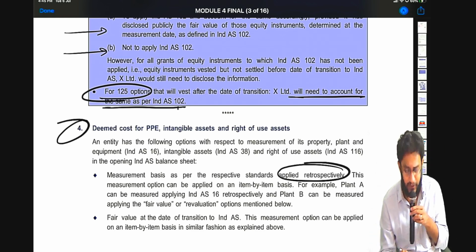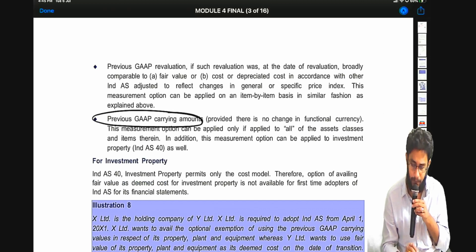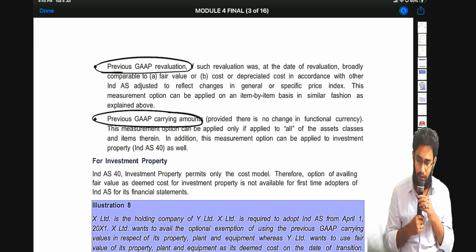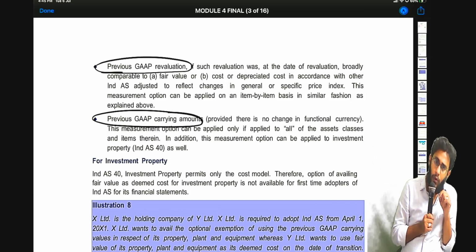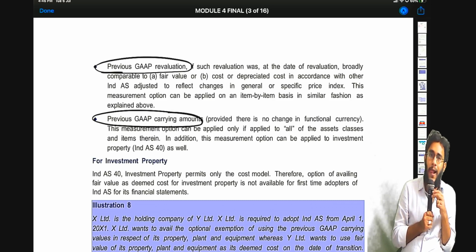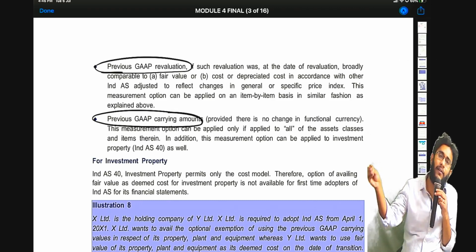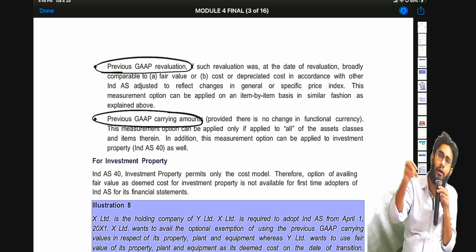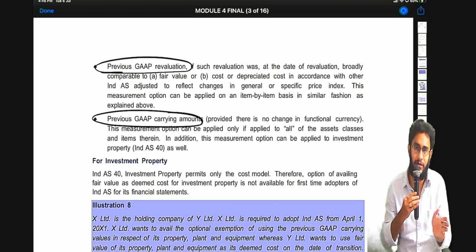So one is retrospective effect, sir. One is fair value on the date of transition. One is previous GAAP carrying amount. The other one is previous GAAP revaluation. Previous GAAP revaluation means, suppose in the old AS you are following the revaluation model. Okay. The last revaluation, whatever you have done, the latest revaluation amount, I will take it as a starting point, because revaluation, even as per AS, you have to do only at fair value. So that number also is acceptable. Of course, only when it is nearly close to the fair value or cost less depreciation on the transition date.